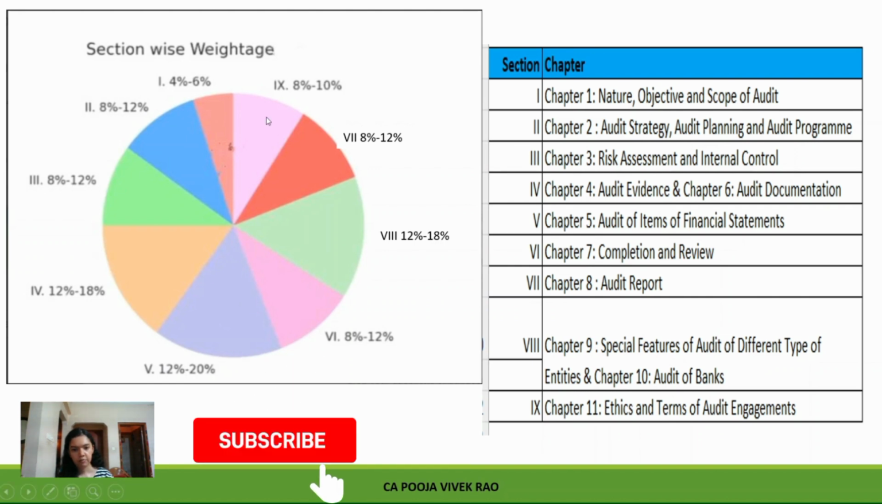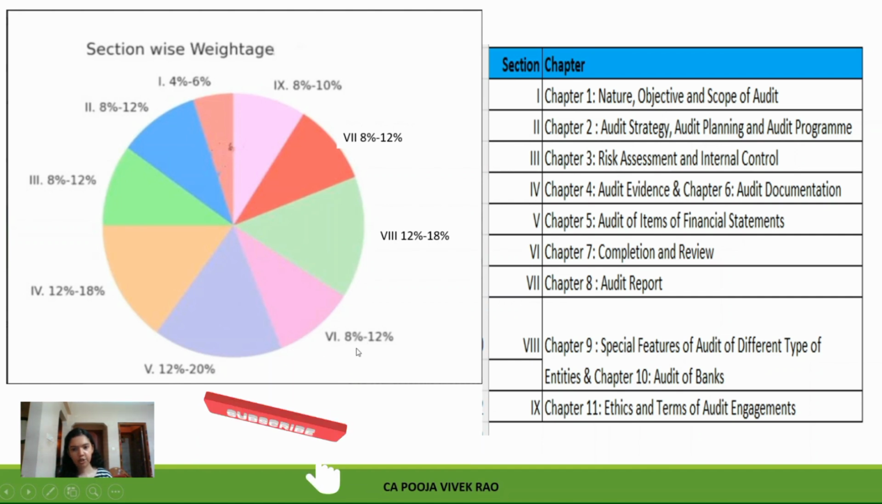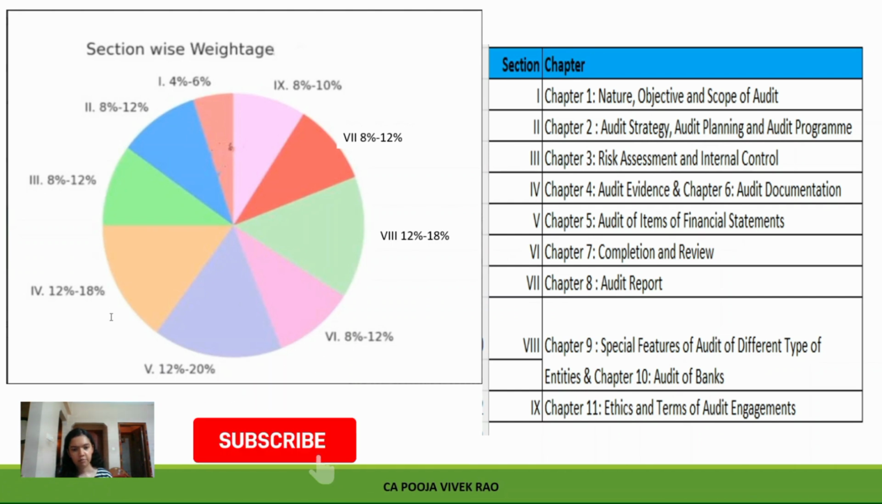The section wise weightage for section 6 is 8% to 12%, and the chapter falling under section 6 is chapter 7, Completion and Review. For this chapter, focus on the auditor's obligations regarding subsequent events, evaluating the going concern assumption, and assessing misstatements. Also, learn about written representations, how they serve as audit evidence, and the communication process with those charged with governance.